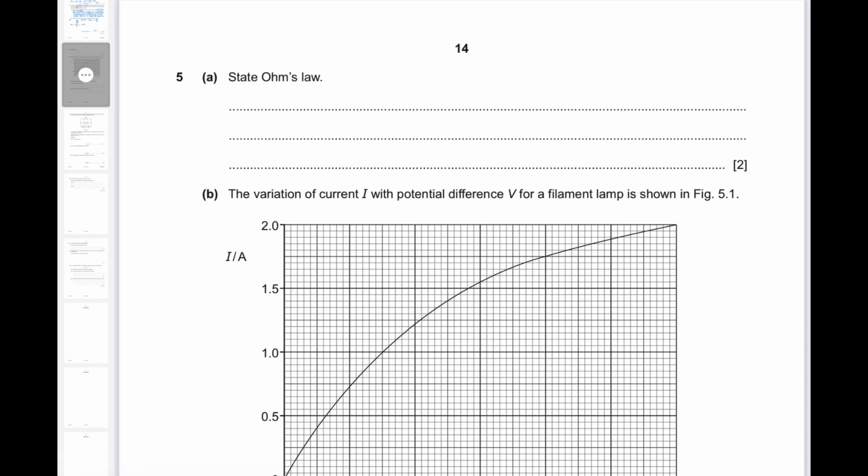According to Ohm's law, at a constant temperature, the current through a conductor is directly proportional to the potential difference across it.